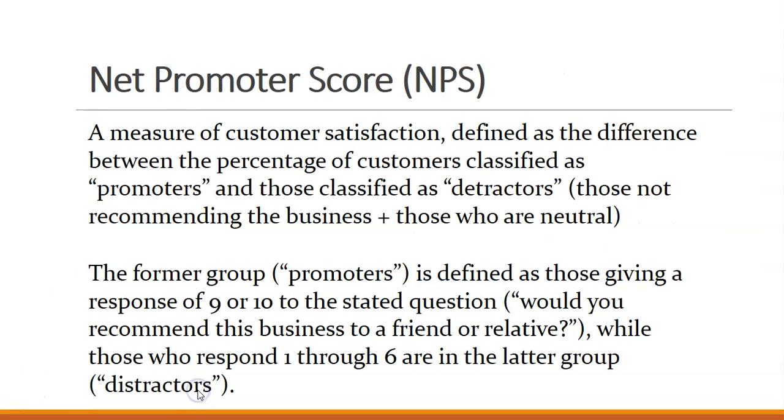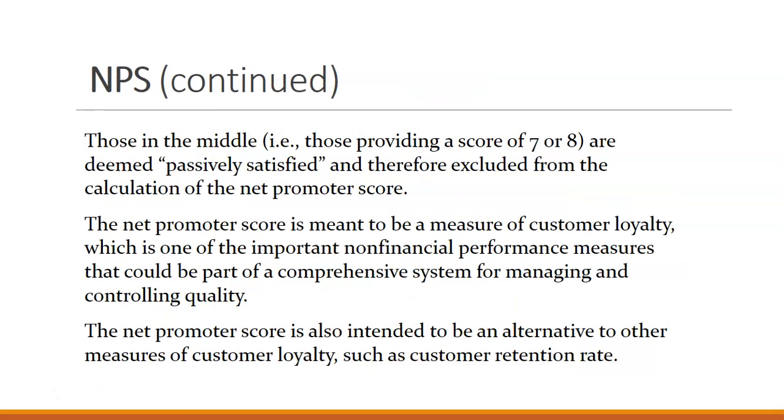Another customer measure we have is called the Net Promoter Score, or the NPS. What this is, what is the likelihood of a customer to recommend our business products or services? So what is the difference between the percentage of customers that are promoting our business because they're highly satisfied and those who are not recommending our business or are neutral about our business? Those in the middle are deemed passively satisfied. We don't look at those for the Net Promoter Score.